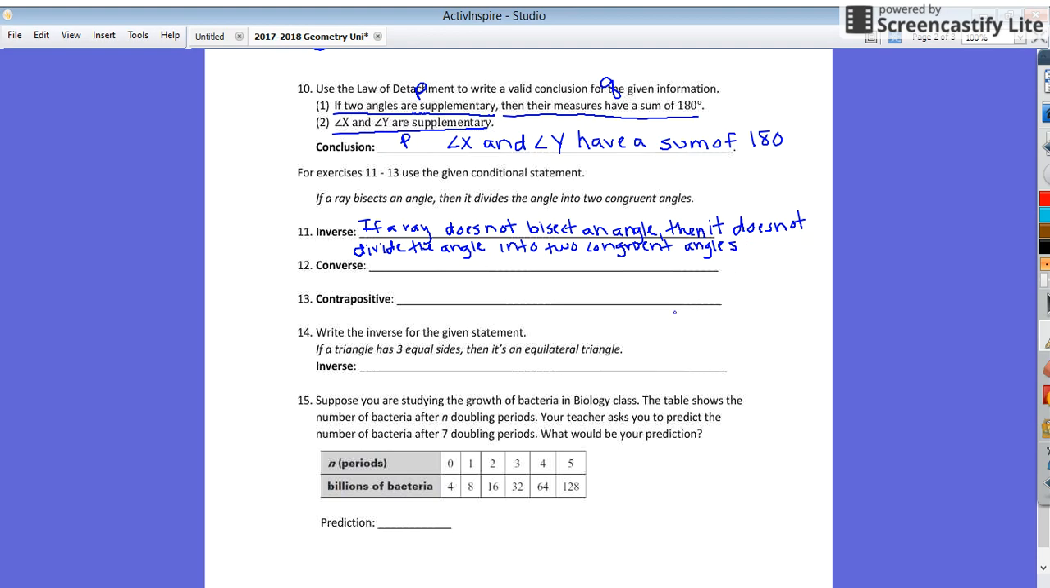The converse, we're just going to switch the hypothesis and the conclusion. So if it divides the angle into two congruent angles, then a ray bisects an angle.